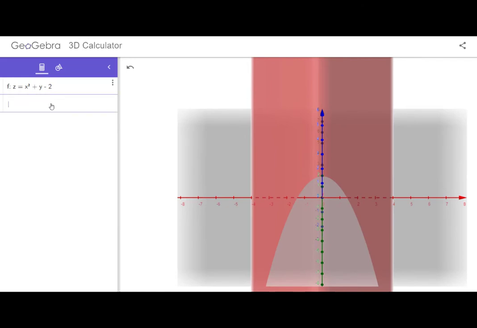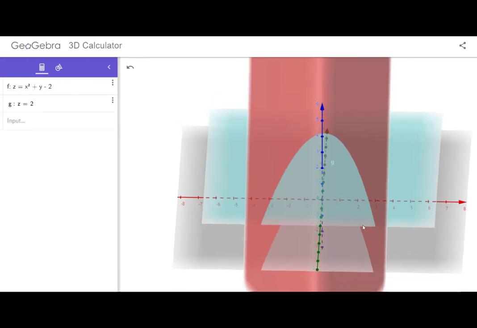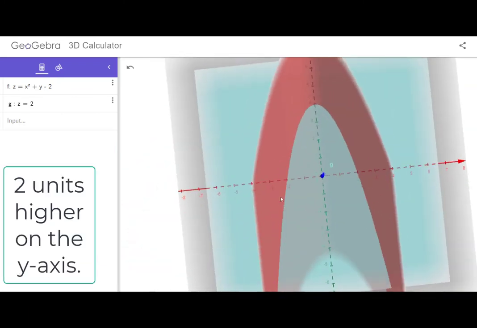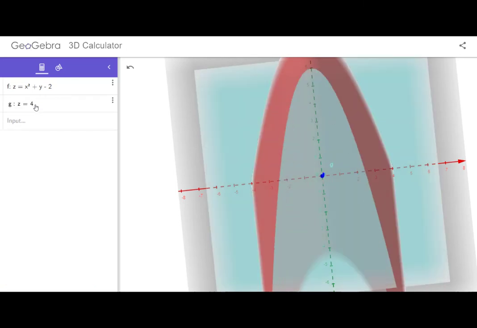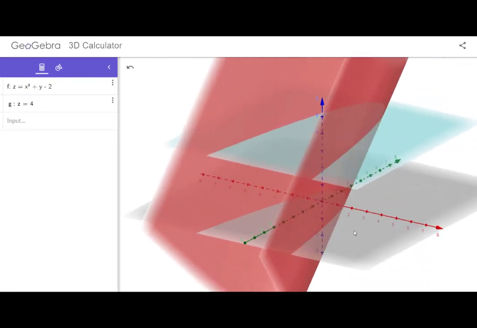If I were to look at when z equals 2, I can see another parabola that is 2 units higher than before, whose vertex is 2 units higher than before. If z equals 4, there it is, vertex is 6, the cross section 4 units up looks like this parabola shape.